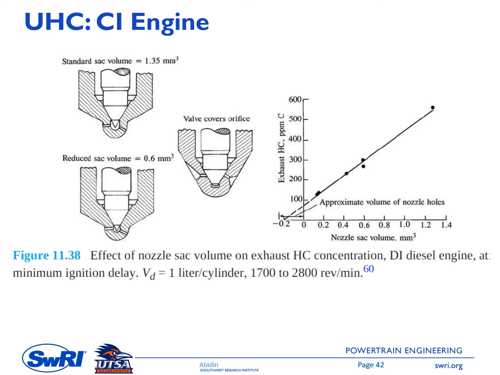The figure on the right side here is showing the effect of nozzle sac volume on the exhaust HC concentration. As you can see in here, the HC emission increases with the increase of the nozzle sac volume. The figure on the left side is showing the schematic of different sac volume sizes. So let me put a green line. This is what is called sac volume. This one has a smaller sac volume, and this one has almost no sac volume. It has a very small sac volume, but it is covered by the valve, so we can say it has a zero sac volume for the figure on the right side here.